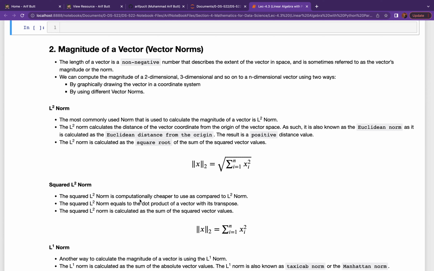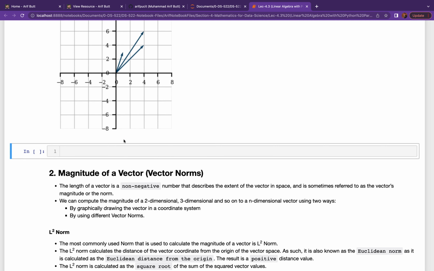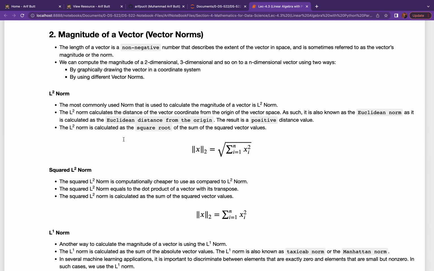And let's see how we can calculate the magnitude or norm of a 2D and 3D and so on to ND vector. Or in other words, computing the magnitude of a vector having 2, 3 and so on to n elements. And one way is of course by graphically drawing that vector in a coordinate system, and the other way is using these formulas.